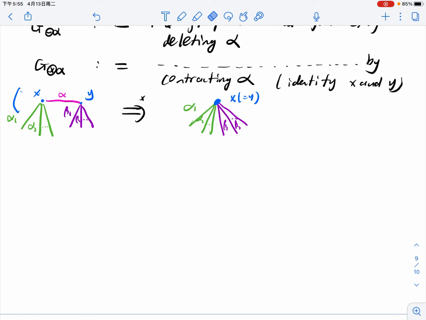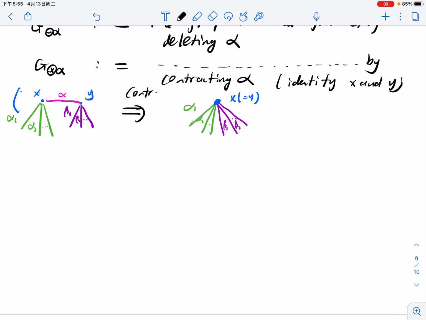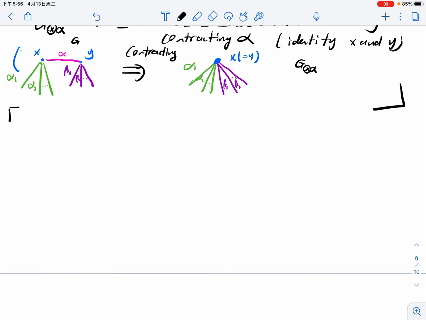So contracting, and this is G. This is G cross alpha. Okay. And now let's describe the algorithm. Oh, okay. Before that, another notation is plus minus h means signed graph.